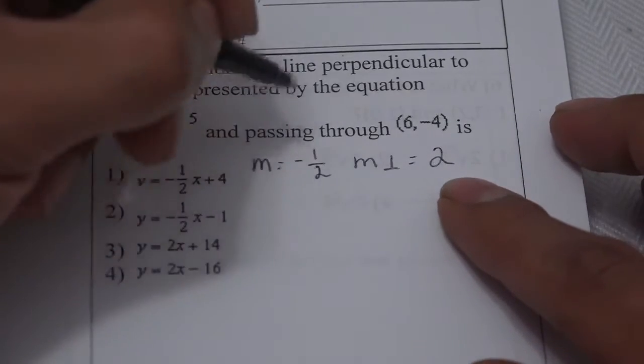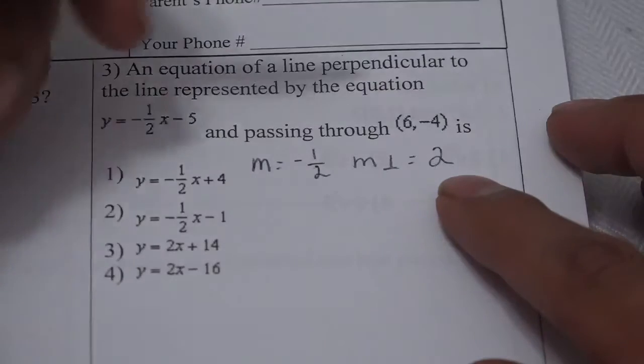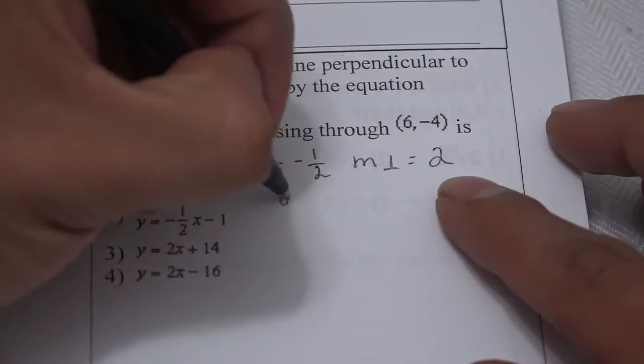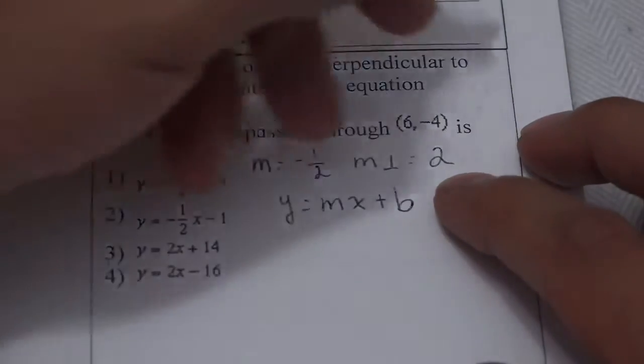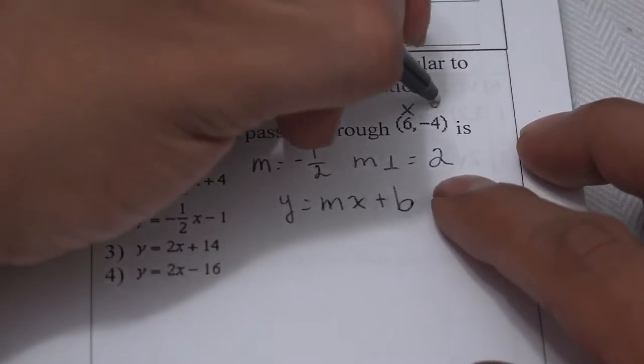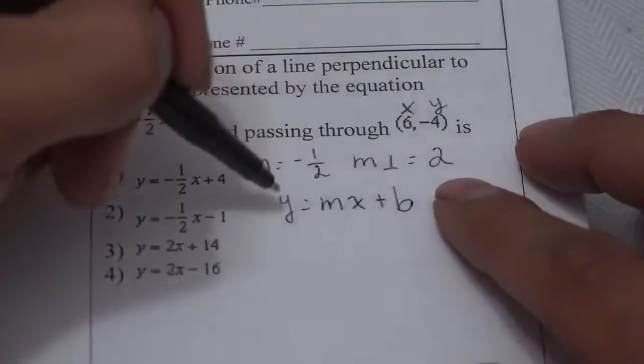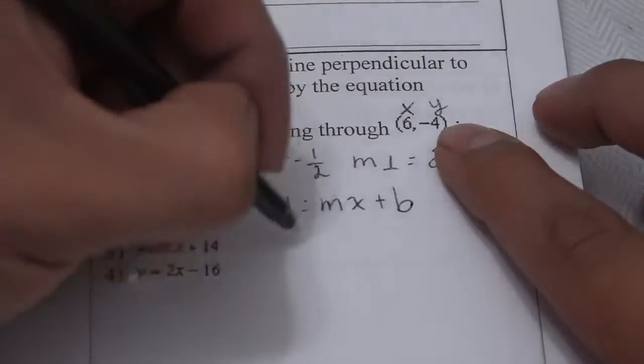Once you have a perpendicular slope and you have a point, then you need to find the y-intercept. That means you start with y equals mx plus b. Remember, this is x and this is y. So let us replace over here.